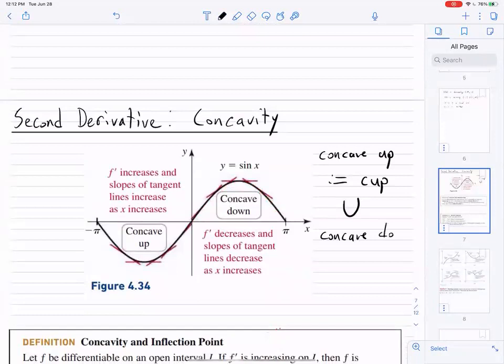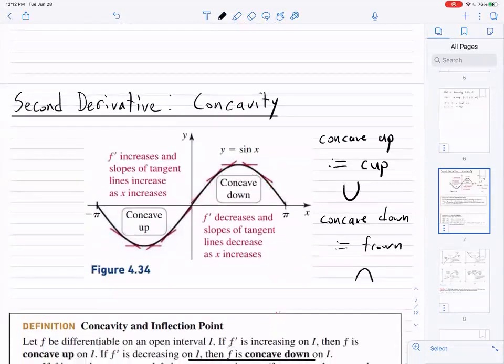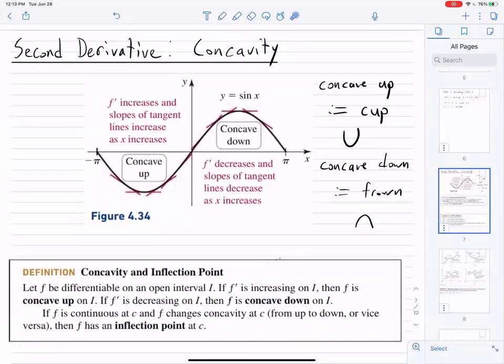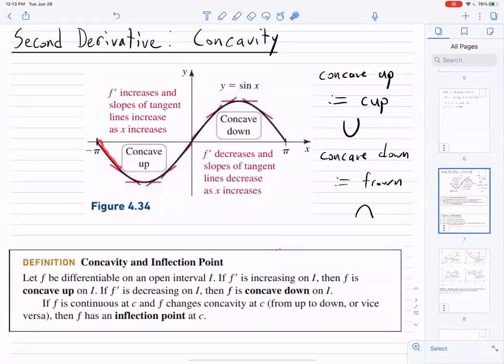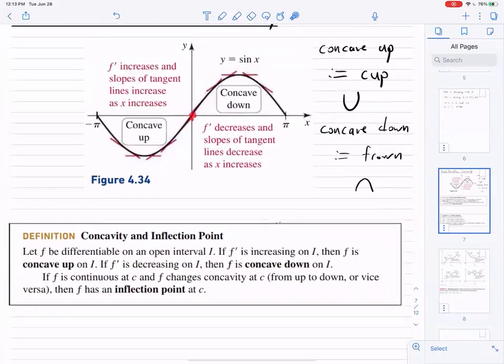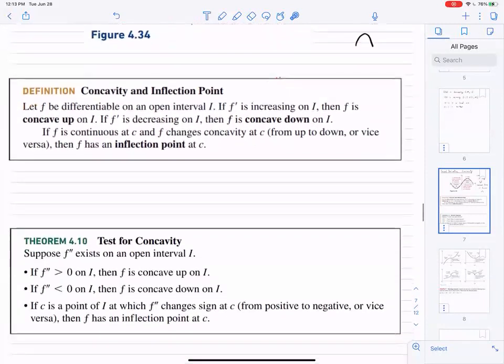Concave down is a frown. That's how we remember: concave up, cup; concave down, frown. Concavity is defined to be when the derivative is changing, or increasing. When the derivative is increasing, or the slopes are getting more positive, that's concave up. When the slopes are getting more negative, that's concave down. And when it changes concavity, going from concave up to concave down, that's called an inflection point.